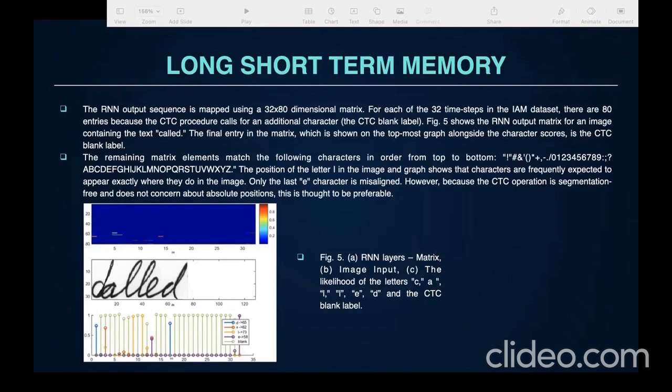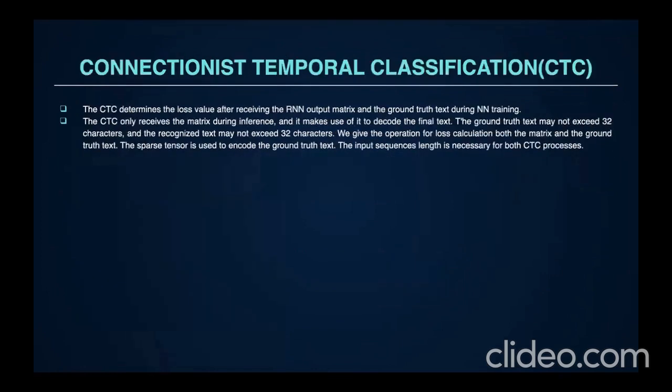The matching happens in this sequence: exclamation mark, then quotes, then hashtag, and then all the symbols followed by numbers. And then we have the alphabets. So as we can see, we have the likelihood of characters of the word CALLED. The E is a bit misaligned, but because CTC is segmentation free, we don't concern ourselves about the absolute position.